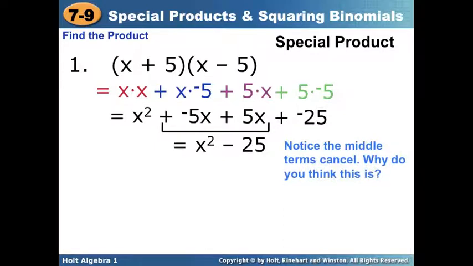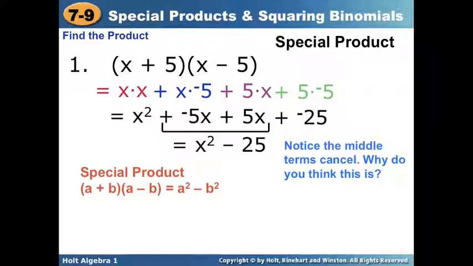Notice the middle terms cancel. Why do you think this is? Our middle terms will cancel anytime we have a special product. Copy this to your paper. If we have a product where our terms are the same and one parenthesis is positive and one parenthesis is negative, the middle terms will go away.